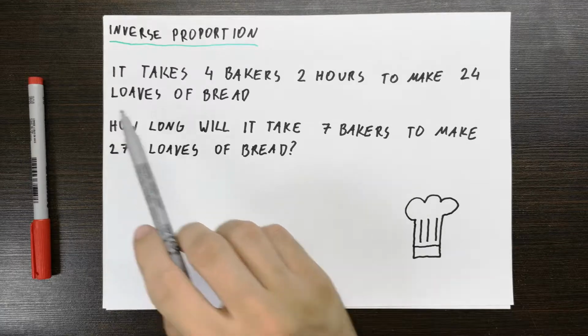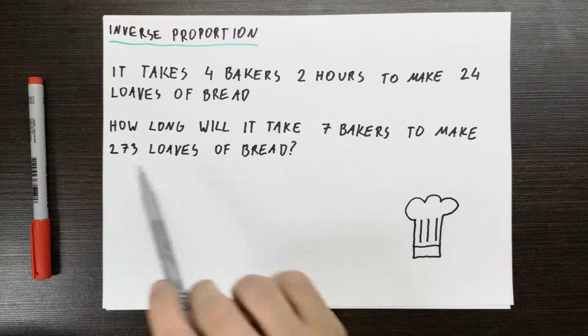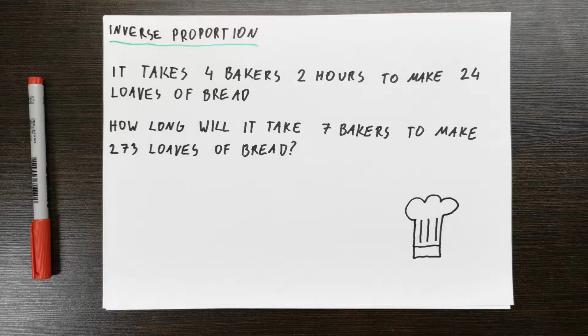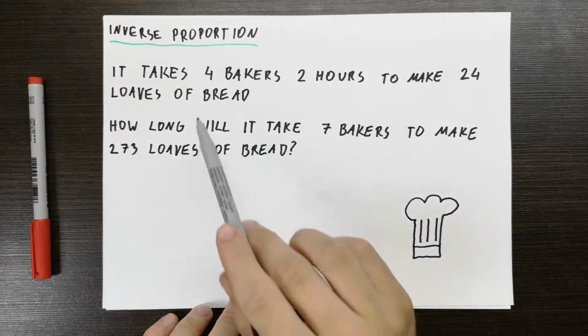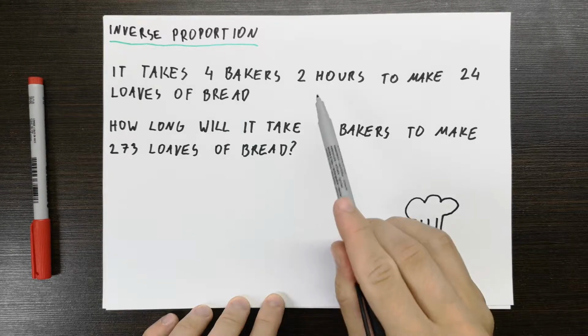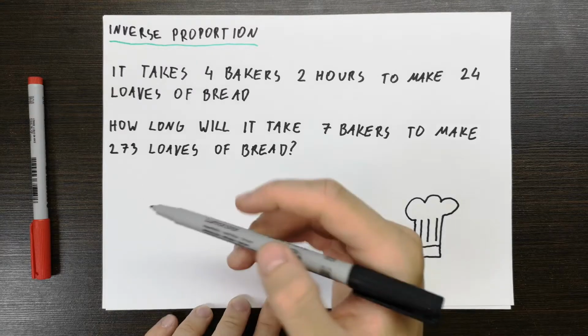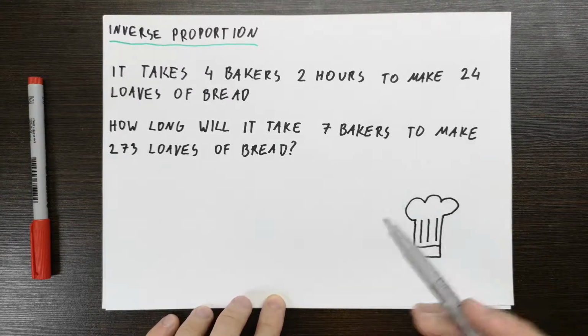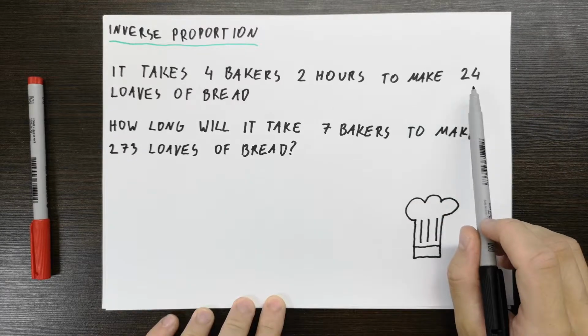So, it takes 4 bakers 2 hours to make 24 loaves of bread, and now we have 7 bakers making this much. So like I said, we need to find the core unit. So we need to figure out how much bread can 1 baker make in 1 hour. That's what we need to know. So first of all, we will be cutting it down using 2 steps. So first of all, let's cut down the 2 hours.